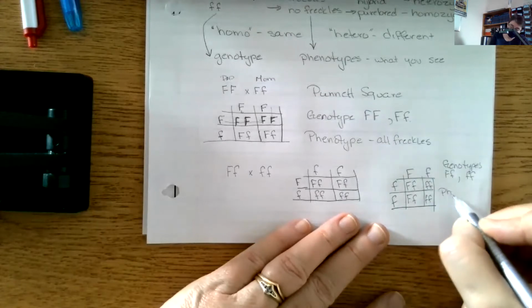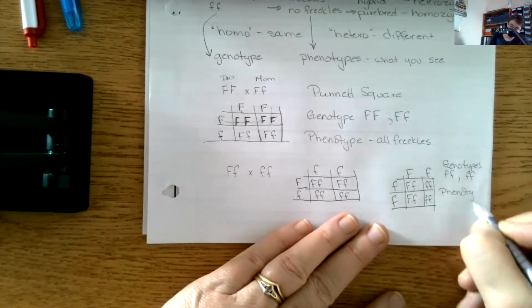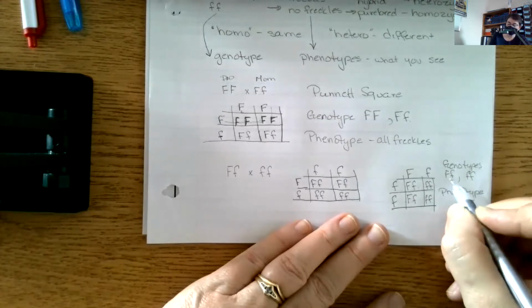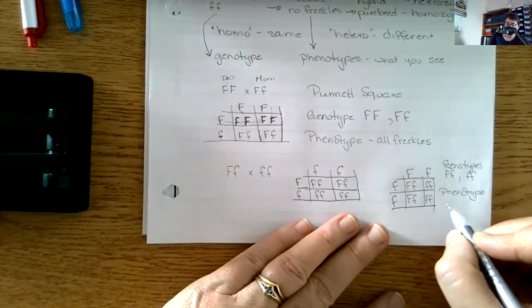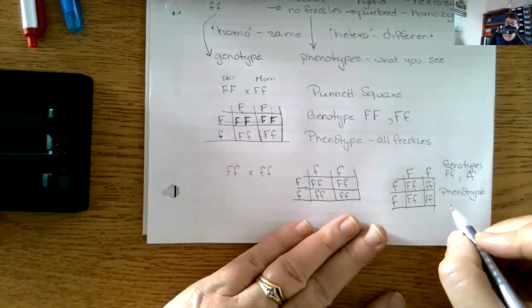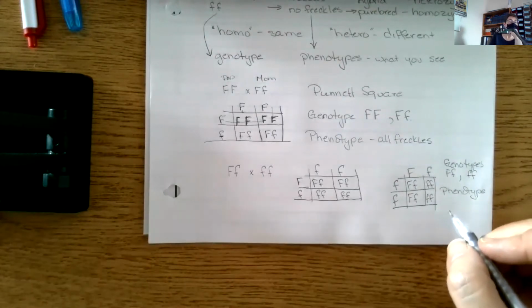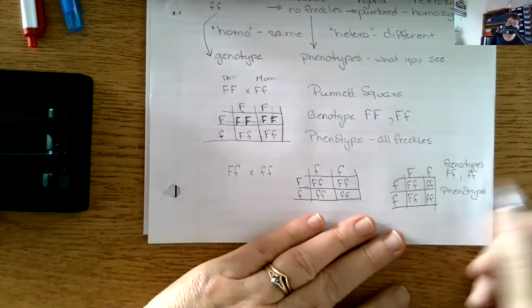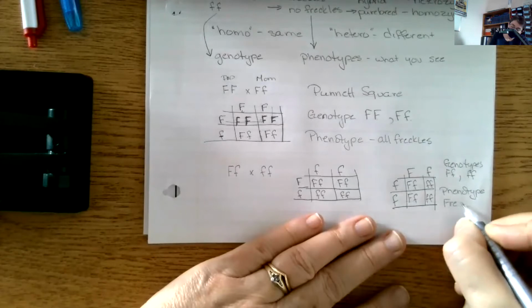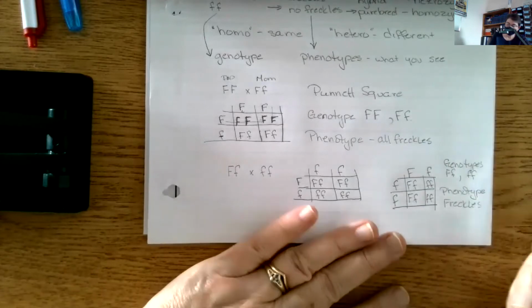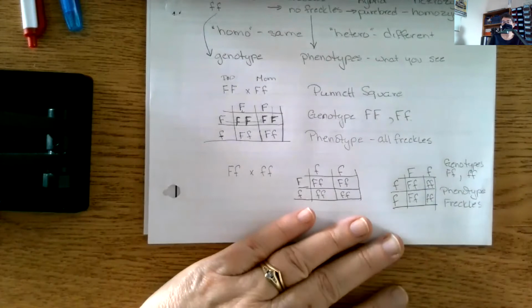Now, phenotype, what do they look like? Well, what does the one with capital F, lowercase f look like? A hybrid. That's not telling me what it looks like. Freckles? No freckles? Freckles. It's got a capital F. I don't care what else they have. They got freckles. Okay. What about the other one? The two lowercase Fs? No freckles. Nice.